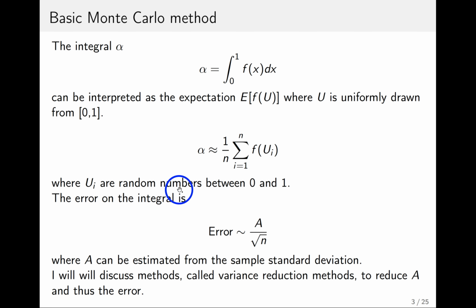Also from statistics theory we get an estimate of the error. It's very useful to have an error. So the error goes like A over root n, where A is related to the sample standard deviation, and n is the number of samples. What this podcast, or this lecture, is about is reducing this A value, so that the error is smaller for a given number of samples.